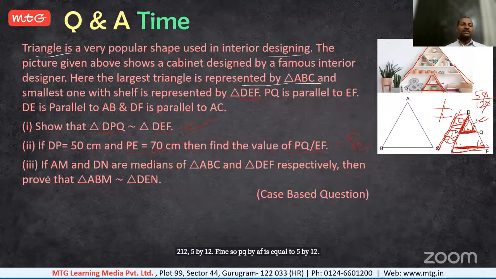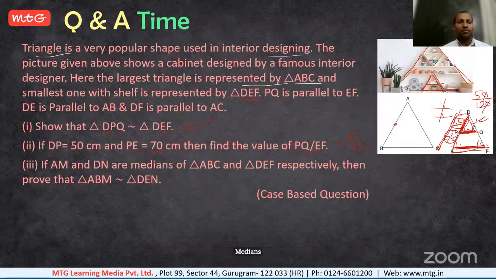Fine. So next, if AM and DN are the medians of triangle ABC, so they are medians. Medians means that will be the midpoint.